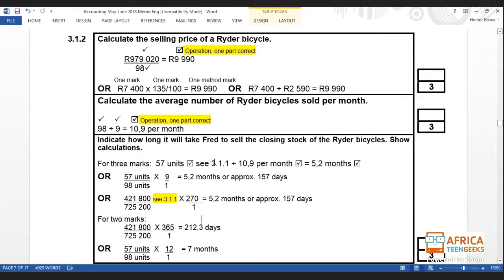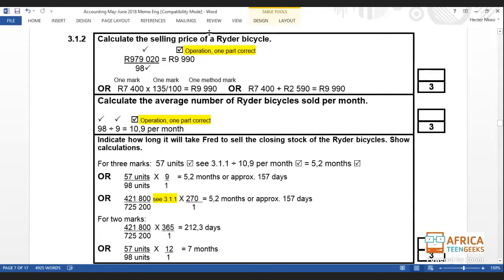The one that we got in 3.11, you must divide by the number per month and you're going to get 5.2 months. And we know that it's 5 months. And we know in a month, we've got 30 days. So you can just say 30 multiplied by 5. Basically, you'll get approximately 150 something days.